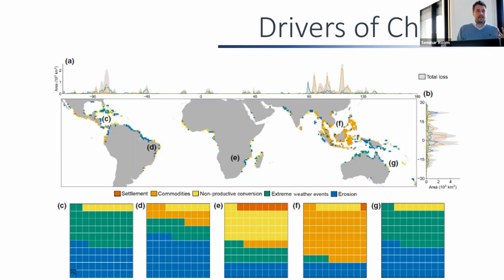But it's in E and F where the large-scale losses due to human activity were. So F is South and Southeast Asia, are really driven by commodities, things like oil palm, rice, and shrimp agriculture. Whereas in Africa, it was conversion of land, but also much more urbanization than we saw in other locations.